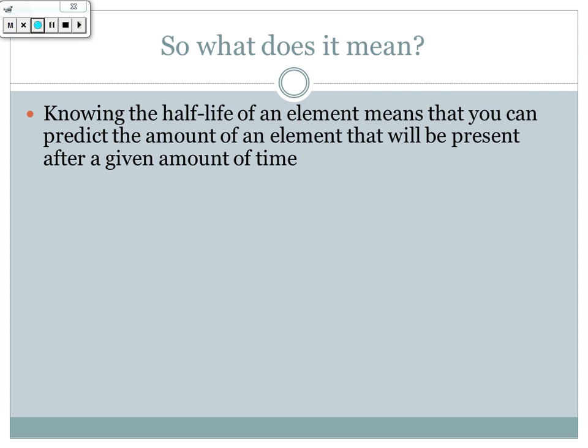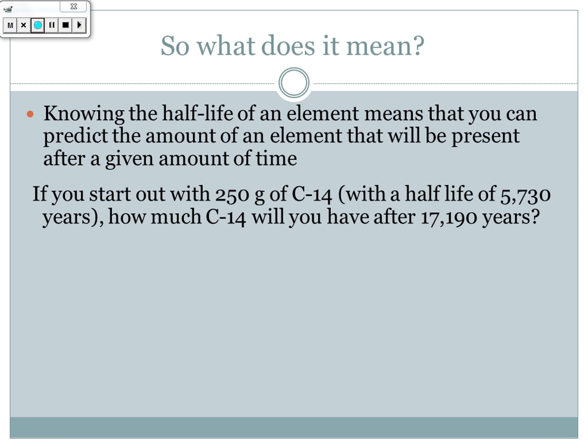So knowing the half-life of an element means that you can actually predict the amount of an element that will be present after a given amount of time. So for example, if I start out with 250 grams of carbon-14, which has a half-life of 5,730 years, how much carbon-14 will I have after 17,190 years?